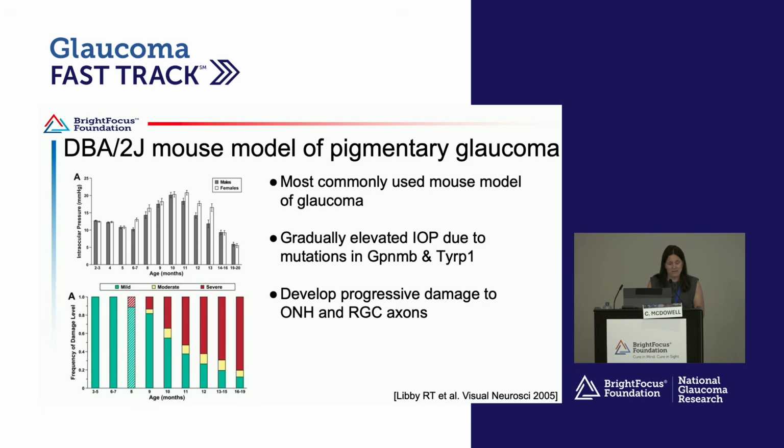And then in the last minute or so, I did want to highlight a couple models that are most commonly used. So the DBA/2J mouse model of pigmentary glaucoma is probably the most commonly used one of all. And you have gradually elevated intraocular pressure due to mutations in two genes, GPNMB and TYRP1. And they develop progressive damage to the optic nerve as well as the retinal ganglion cell axons.